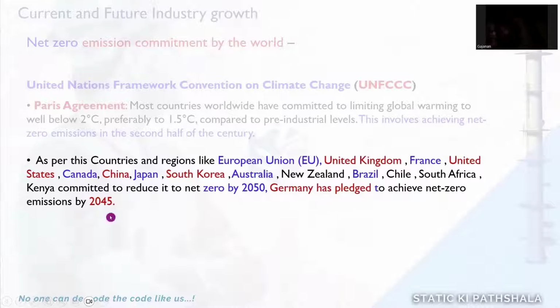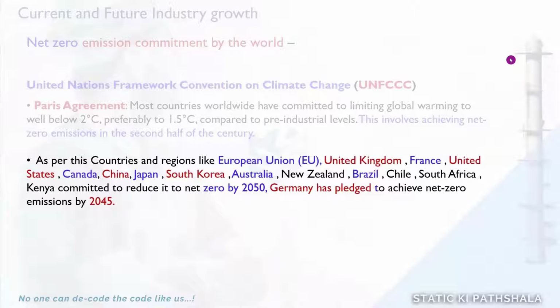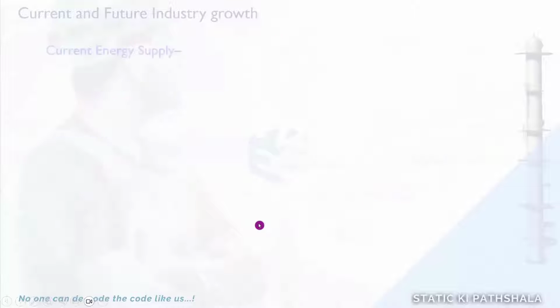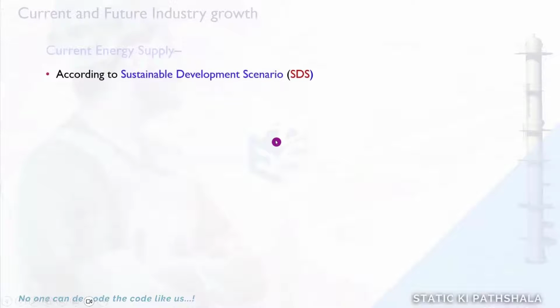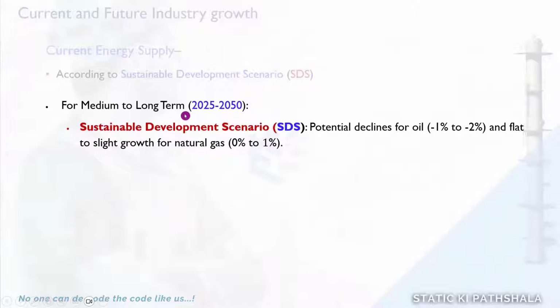Then Germany has pledged to achieve net zero emissions by 2045. According to the Sustainable Development Scenario, SDS, for the medium to long term, we can say from 2025 to 2050, SDS has proposed a potential decline in oil and gas from -1% to -2%. The growth would be negative. So we can say there will be a decline in the oil demand and flat to slight growth in natural gas from 0 to 1%. So year on year, you can see only 0 to 1% growth by 2050.